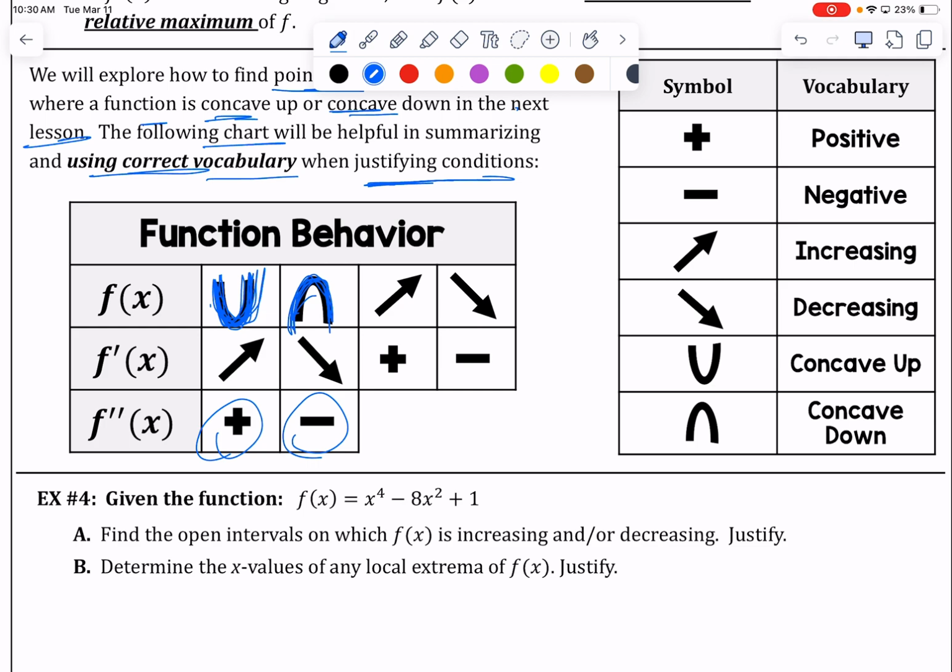Now, when you go to increasing and decreasing, where your original function is increasing is where your first derivative will be what? Which is what we did for homework last night. Where your original function is going downhill is where your first derivative will be what? Negative. So do you kind of make all those connections? Okay, and that the symbols are over here.